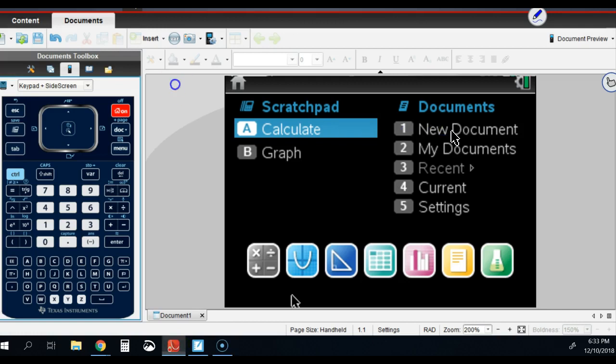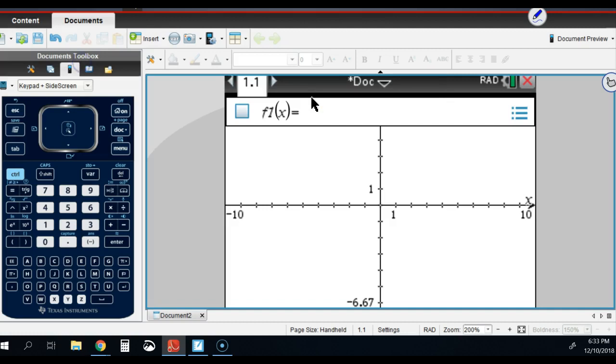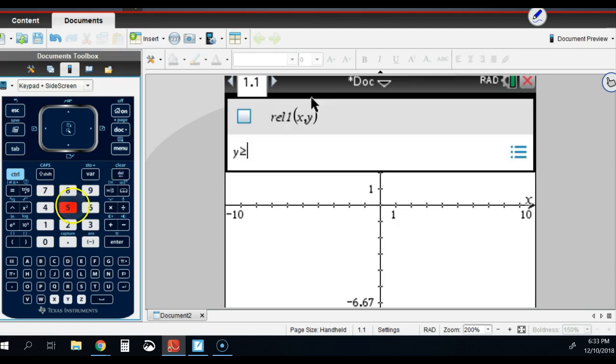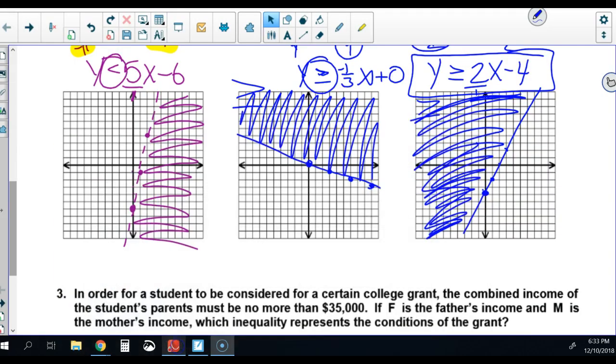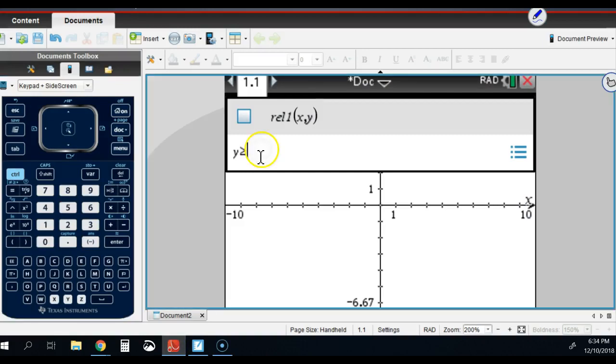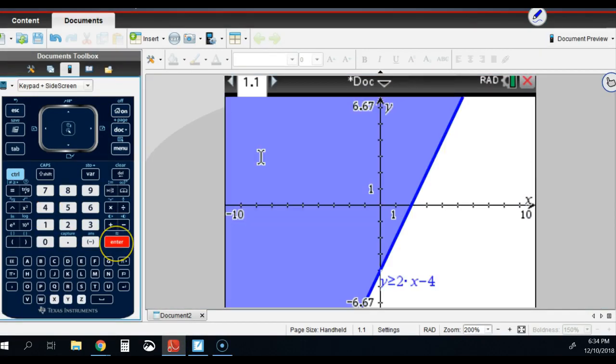So let's look at a calculator. Here we go. New document. I want to open up a graph page here. We used the relation graphing a while back where we erase the equal sign. Look at what pops up when you erase the equal sign. y is greater than or equal to. I believe number 5 is what our problem was. Yes, y is greater than 2x minus 4.